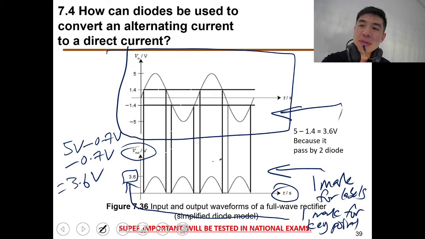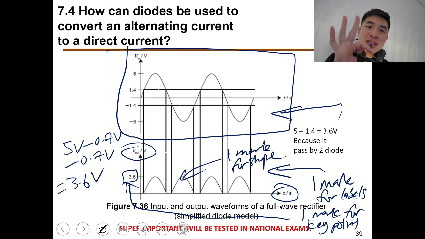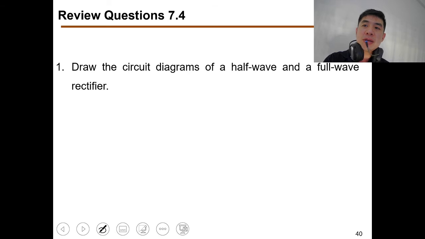Okay, and 1 mark for the shape. So in total this will be a 3 mark question. You can see, super important, it will be tested in the national exam. Please make sure you get it right.